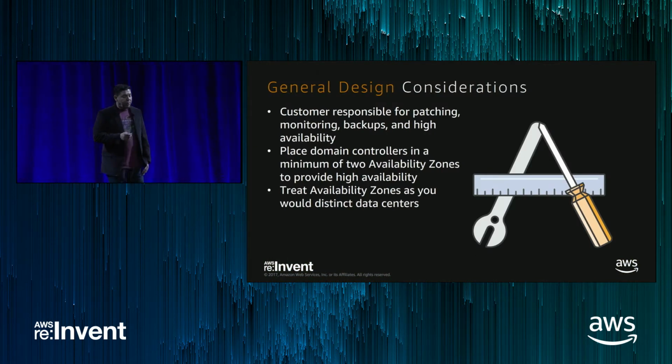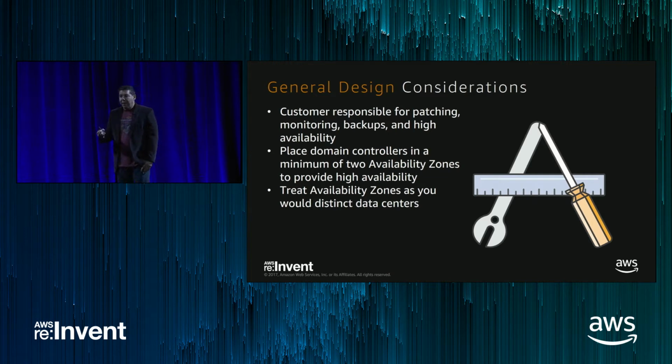First, we're going to start with some common general design considerations. So you're all familiar with this shared responsibility model within AWS when it comes to security. The same thing applies to Active Directory. So AWS is responsible for everything from the ground to the hypervisor, and the customer is responsible for everything from the OS on through the application, including Active Directory.